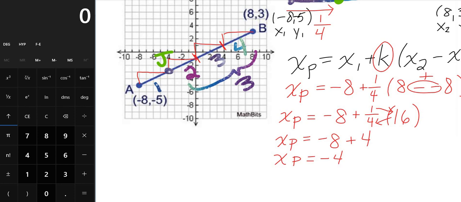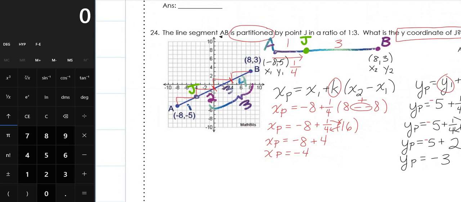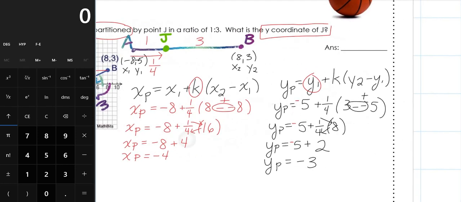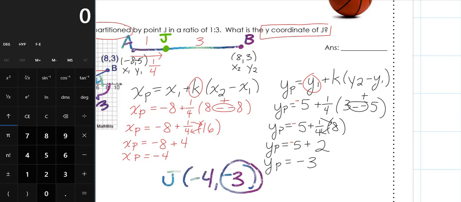So let's go back. Let's put our final answer. Remember that we did a little bit more work than we needed to. So our final answer is not both coordinates. It's not -4, -3. It's just the y coordinate. So our answer is just -3. Okay, let's move on.